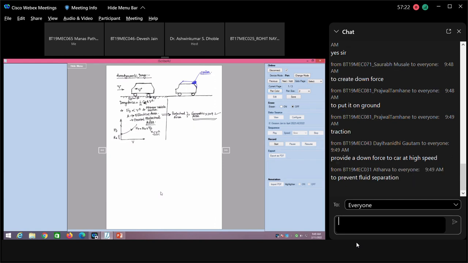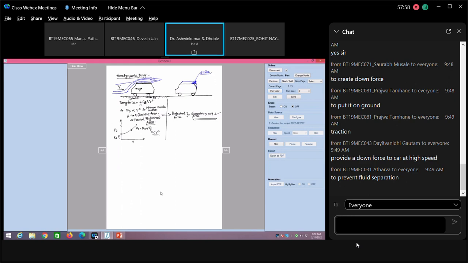To prevent fluid separation. So what will happen then, sir? Sooner or later, if you are moving through the air, then there has to be some separation. If I draw the air flow pattern here, it will be like this. I'm just giving you an estimate of the air flow pattern, so it will go like this.